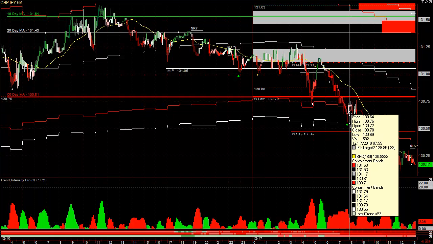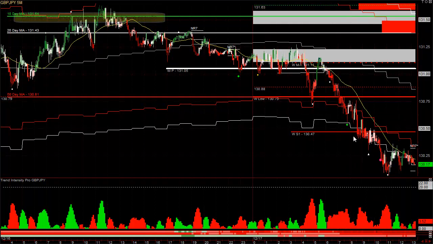Now I would have got out right here near the lower containment bands because it wasn't that weak. I would have missed this remaining 40 pip move. But you can also, every time it makes a lower low and consolidates, yank your stop down above the highs. That is a valid method, and you'd still be in that trade if you did that.